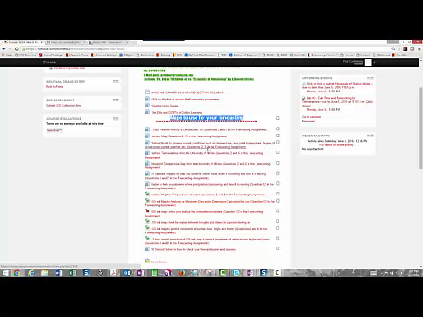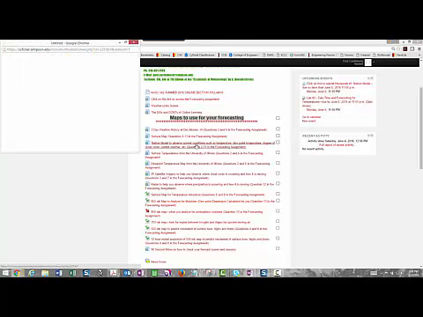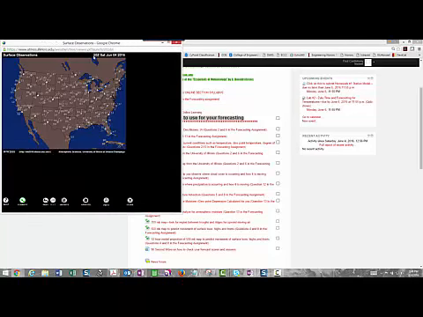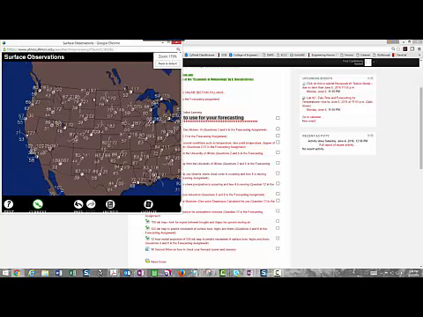And notice we have questions 11 and 12 having to deal with winds. So if I click on that, notice at 20Z on Saturday, which would be 3 p.m. on Saturday afternoon, we see that the wind speed at Des Moines is a single barb, a full barb, so it's 10 knots.